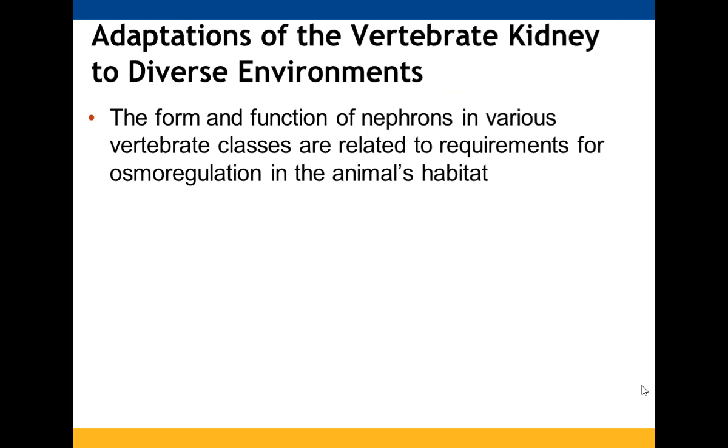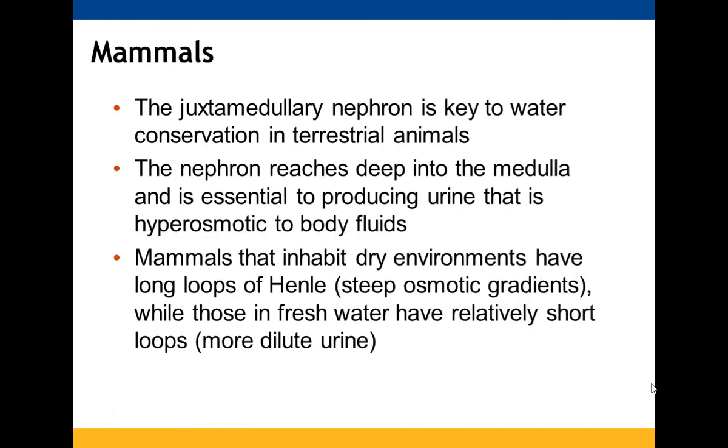So nephrons are going to vary in different vertebrate classes based on what the osmoregulation needs are for that particular habitat of the animal. So in mammals, we talked about how there were two types of nephrons, the cortical and the juxtamedullary. That's basically how we're able to conserve water. The juxtamedullary nephron goes deep down into the medulla, so it's going to cause an even steeper concentration gradient. So it's going to be able to produce urine that is more hyperosmotic to your body fluids.